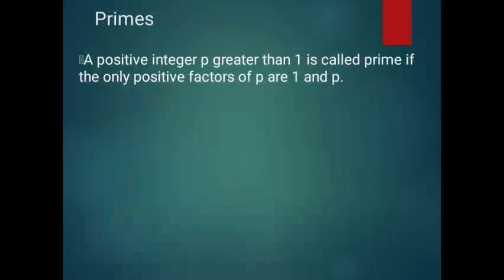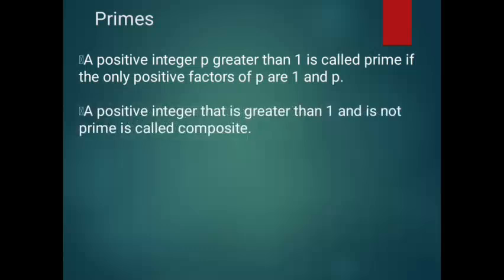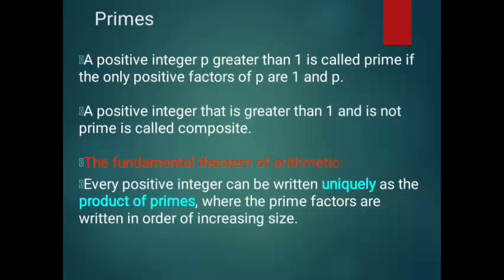Next, primes. A positive integer p greater than 1 is called prime if the only positive factors of p are 1 and p. A positive integer greater than 1 that is not prime is called composite. The fundamental theorem of arithmetic: every positive integer can be written uniquely as the product of primes, where the prime factors are written in order of increasing size.